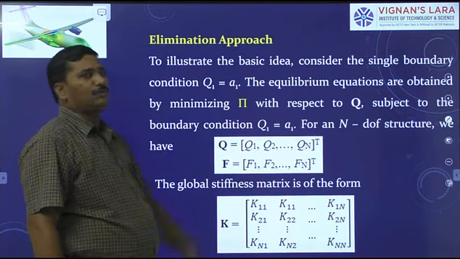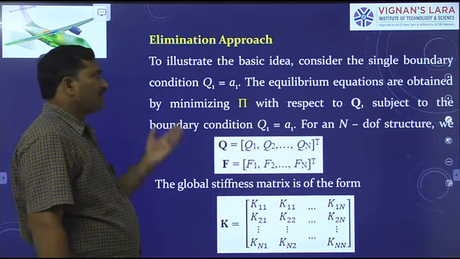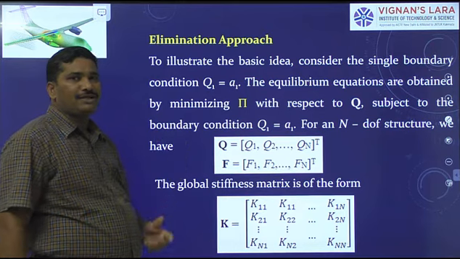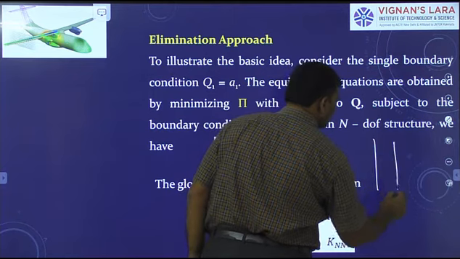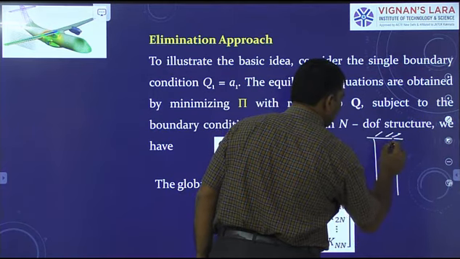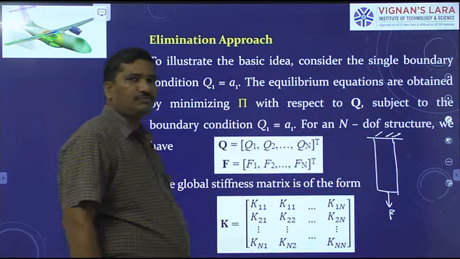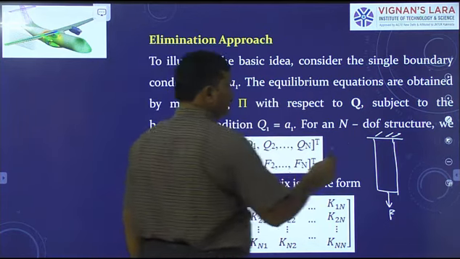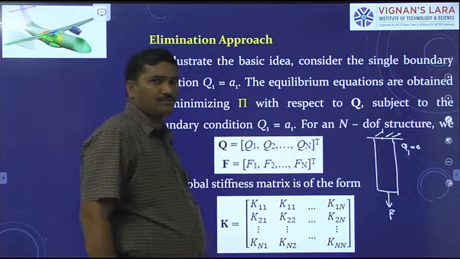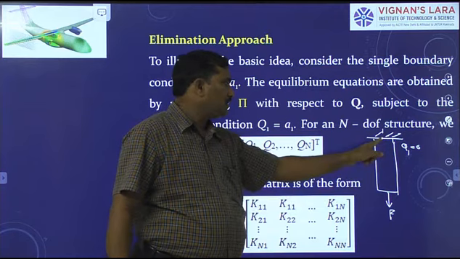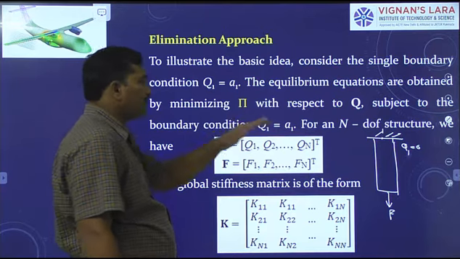Now, the elimination approach. To illustrate the basic idea, we can consider a problem with a single boundary condition. As I said, you can take an elastic solid with one end fixed and the other end subjected to a force F. If this is node 1, then Q1 equals 0. The problem is very simple. Because it is a rigid support, the displacement at node 1 is 0.